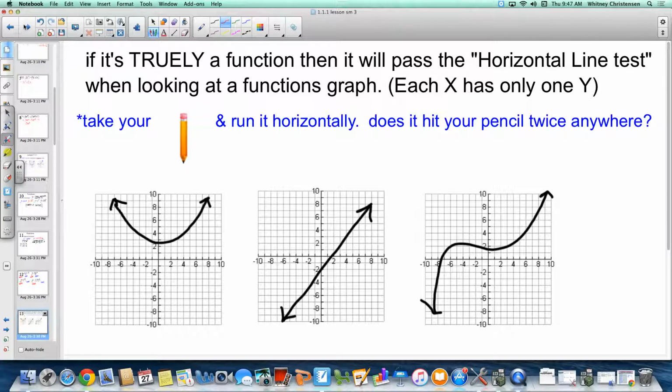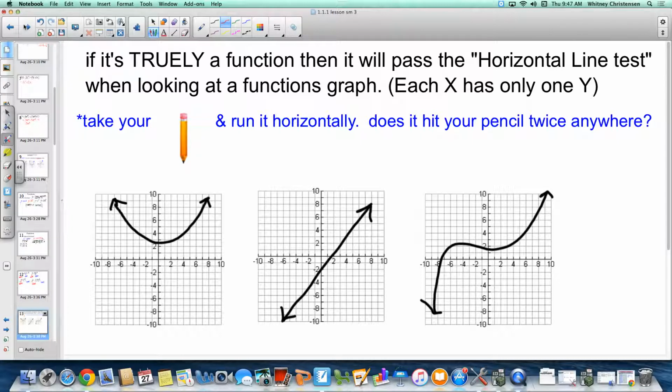It's not an actual mathematical practice, but it's a way to easily take your pencil or take a line and hold it up like this vertically and go horizontally across and see if the function touches your pencil twice. So if it does, then it's not a function. So it's an easy way for you to just say, is there only one y for every x? So let's look at this, for example.